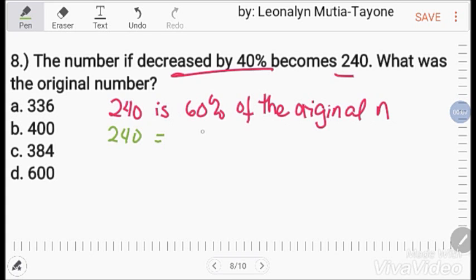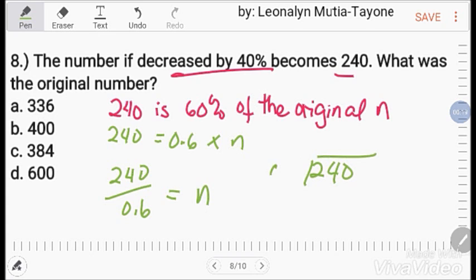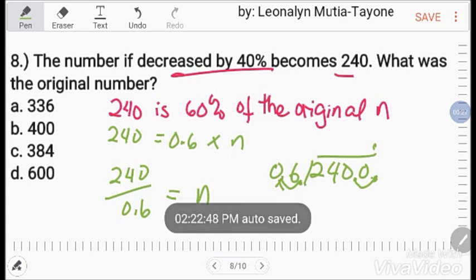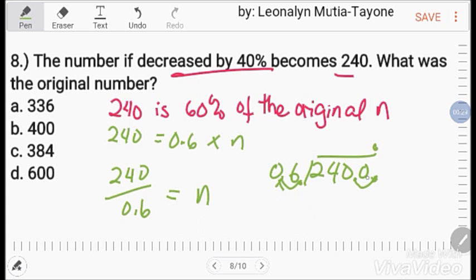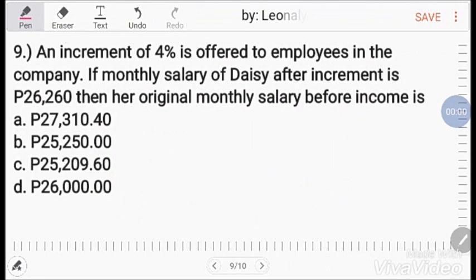And that will be equals 0.6 times n. So, i-transpose natin, that is 240 divided by 0.6 equals n. So, how you will divide that one? I-move mo na siya ng isang beses pa right. So, mag-move ka rin dito na isang beses pa right. So, itong decimal na to, nilagay mo sa taas, naglagay ka ng isang 0. The answer is 400.